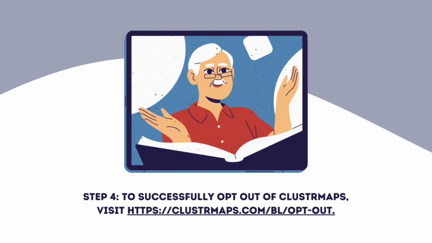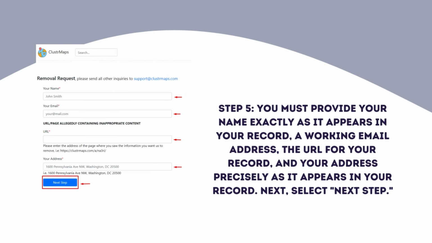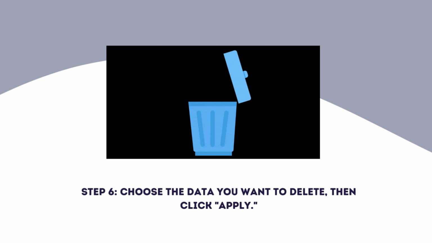4. To successfully opt out of ClusterMaps, visit https://clustermaps.com/bl/optout. 5. You must provide your name exactly as it appears in your record, a working email address, the URL for your record, and your address precisely as it appears in your record. Next, select Next Step. Choose the data you want to delete, then click Apply. Your opt-out request will be processed within a few days.